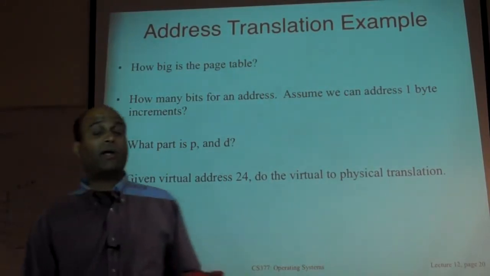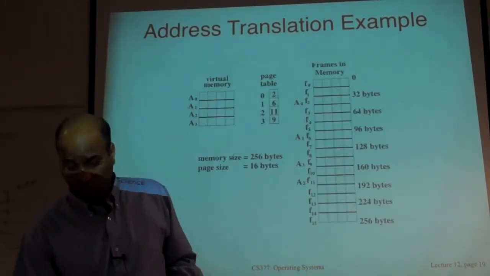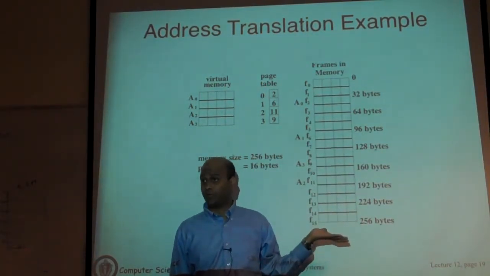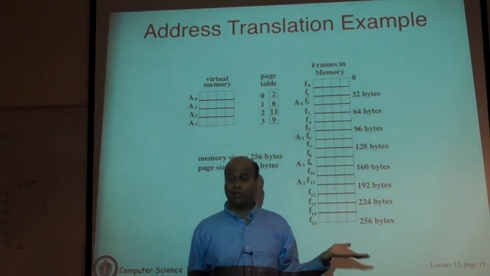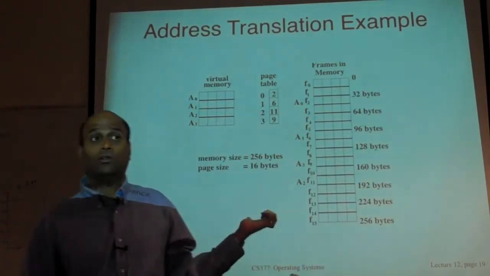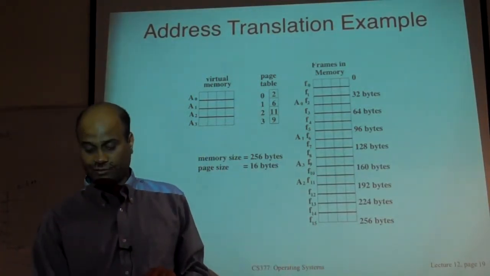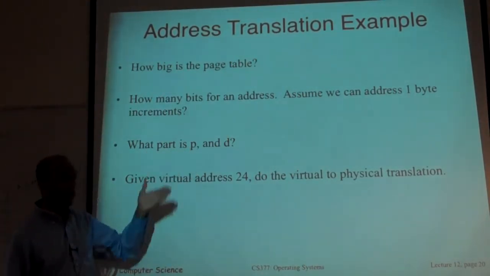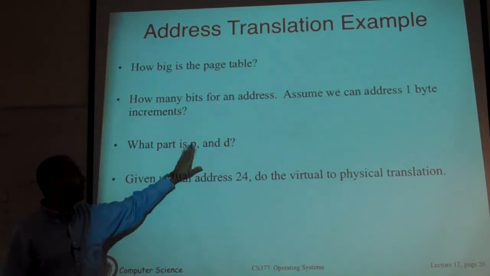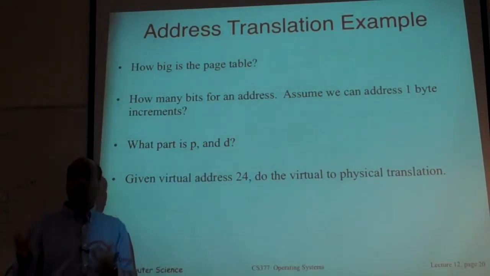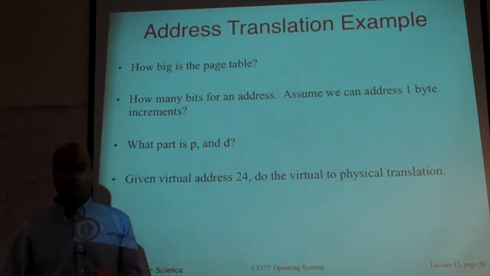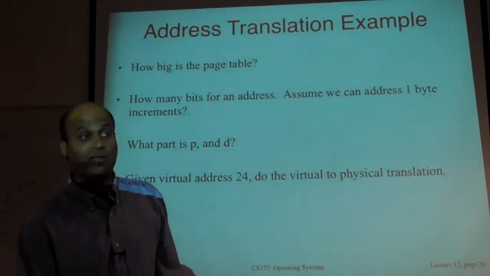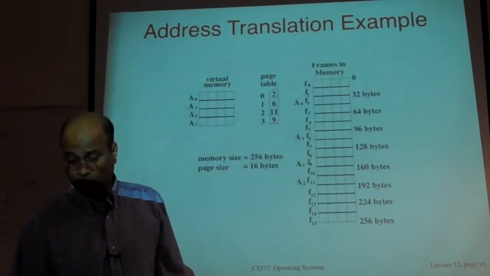How many bits for an address? You need to address RAM, that's 256 bytes. I already said that's 8 bits. You need to have an 8-bit integer to address 256 bytes. Simple arithmetic. And then it asks, of that 8-bit address, what part is the page number and what part is the offset. So the low order 4 bits are D and the high order 4 bits are P. And then, given virtual address 24, do the translation. So let's do that translation.